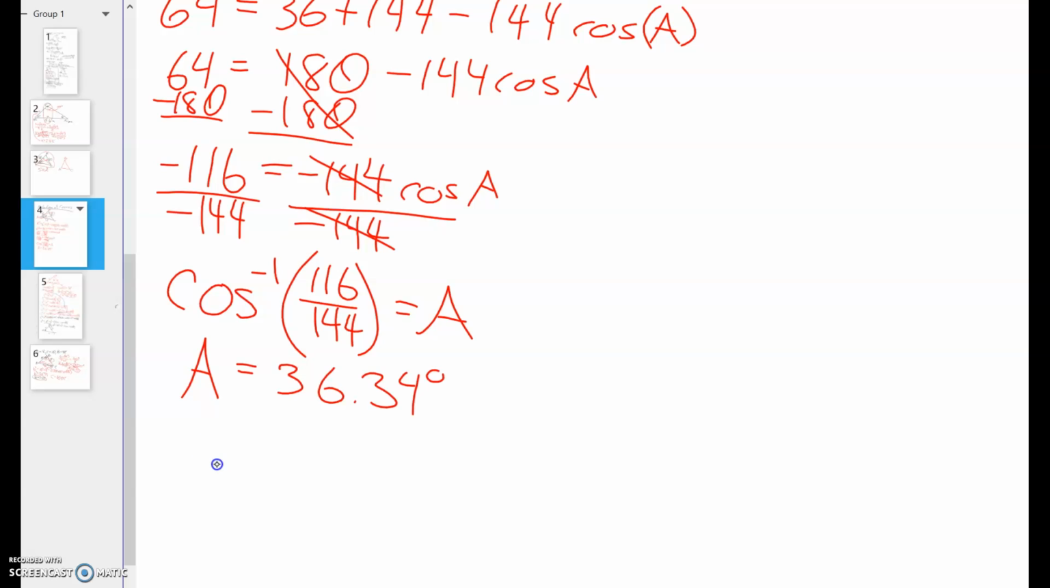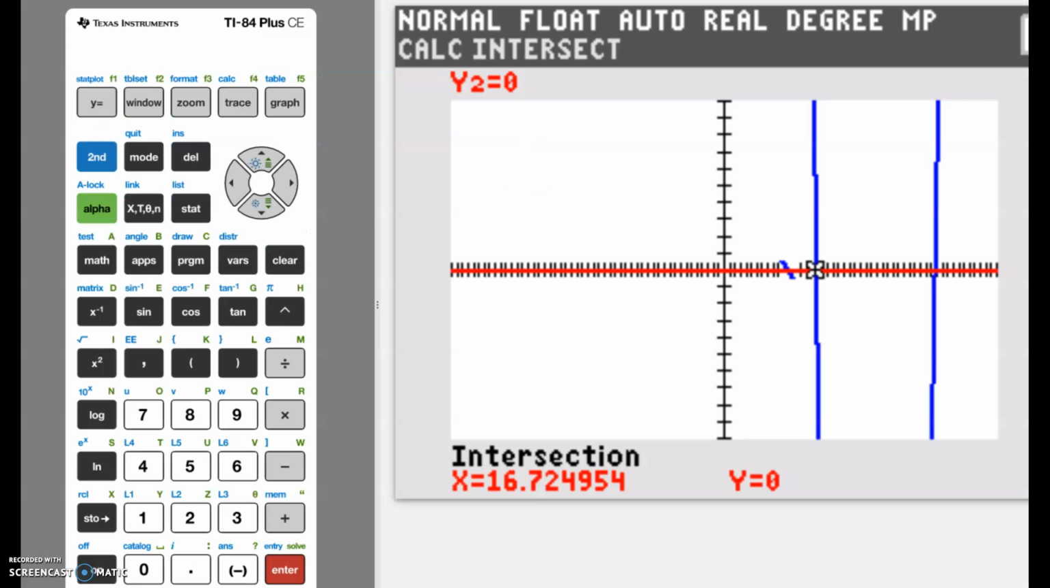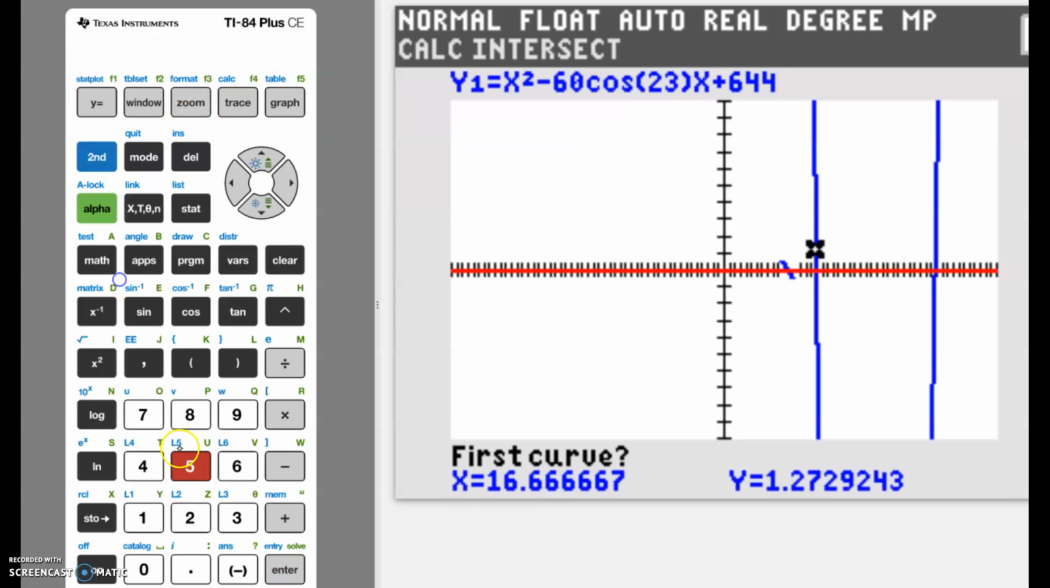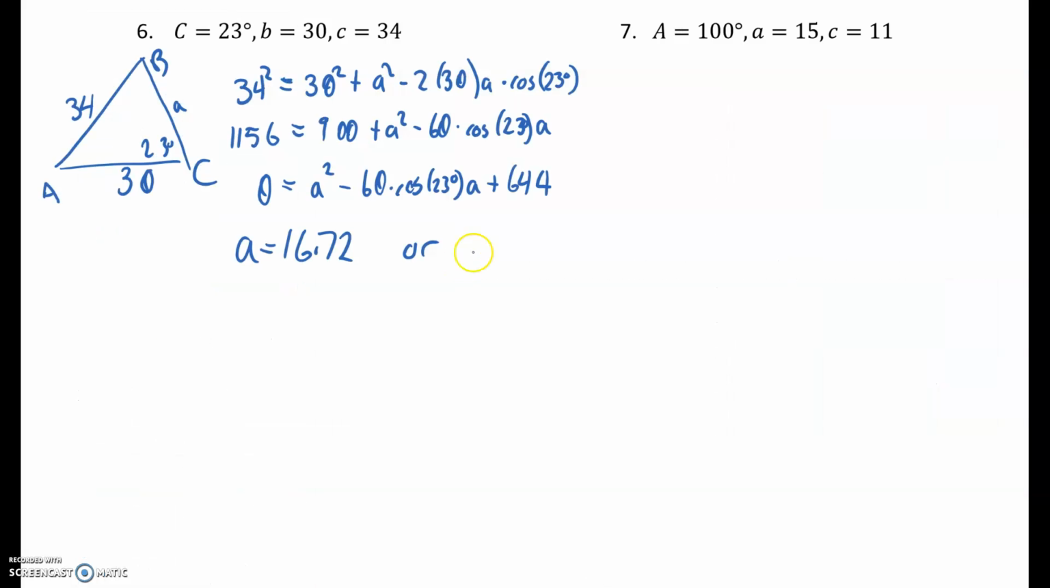So A is going to be equal to 16.72, or A is going to be equal to the other intersection, which is second trace 5 again, first curve, second curve, and I'll move over towards that other intersection and hit enter. So I get 38.51. So A is equal to 38.51. Okay, so these are 2 possibilities.